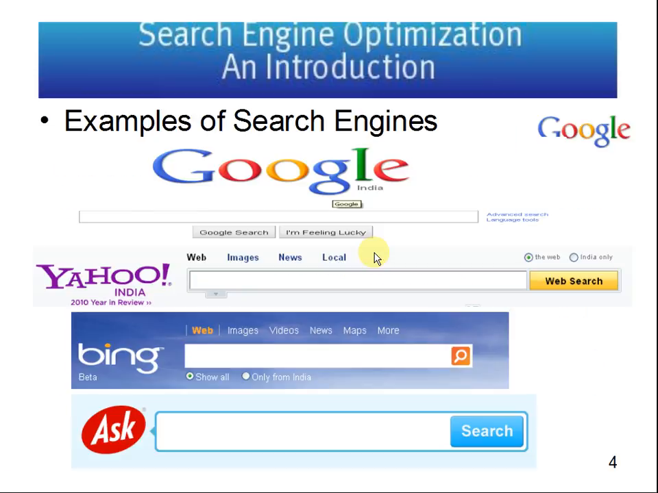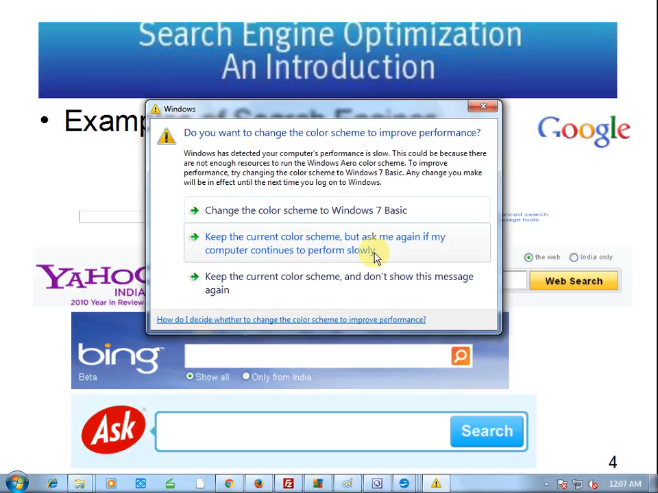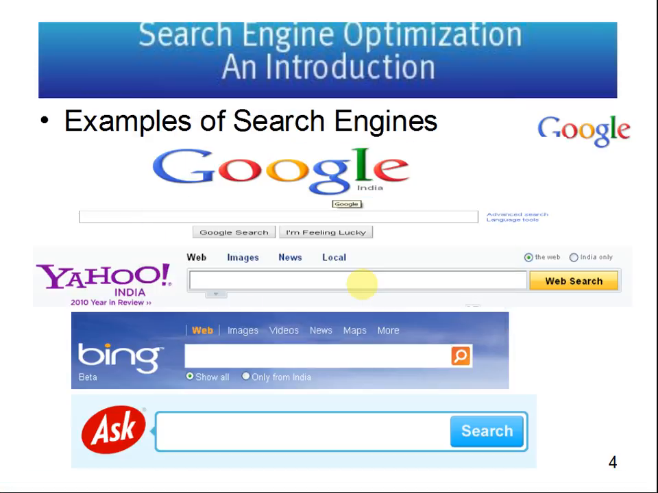So what are the search engines available currently? You can see Google, which we always use. Yahoo is another search engine. Bing is from Microsoft, and Ask is also another kind of search engine.